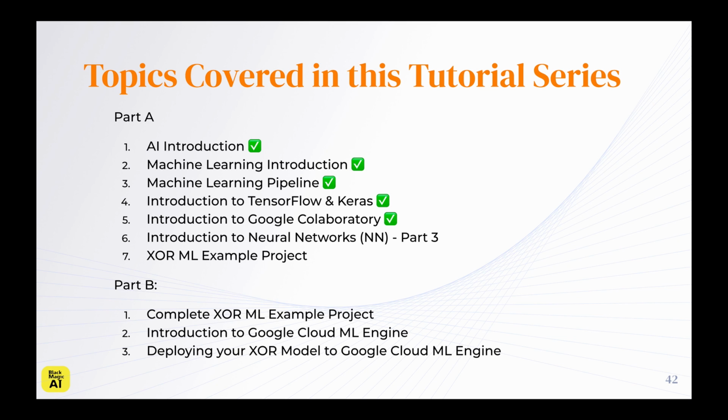Recall that this tutorial series is divided into Part A, where we cover the theory and concepts in AI and machine learning, and Part B, where we apply theory, concepts, and tools from Part A to actual coding example projects. So this video will continue our introduction to neural networks and explore the details of the exclusive OR neural network we introduced in Part 6 video.